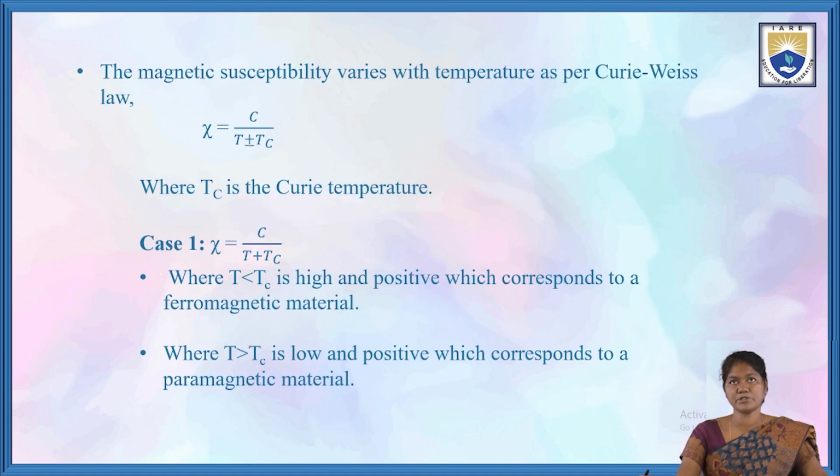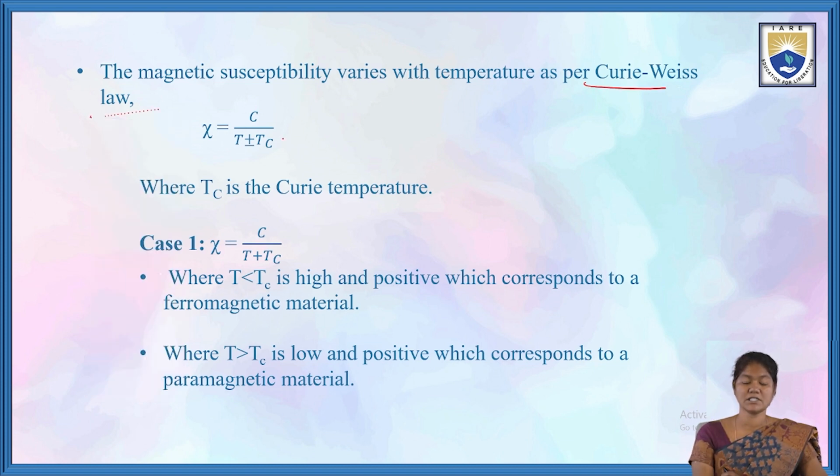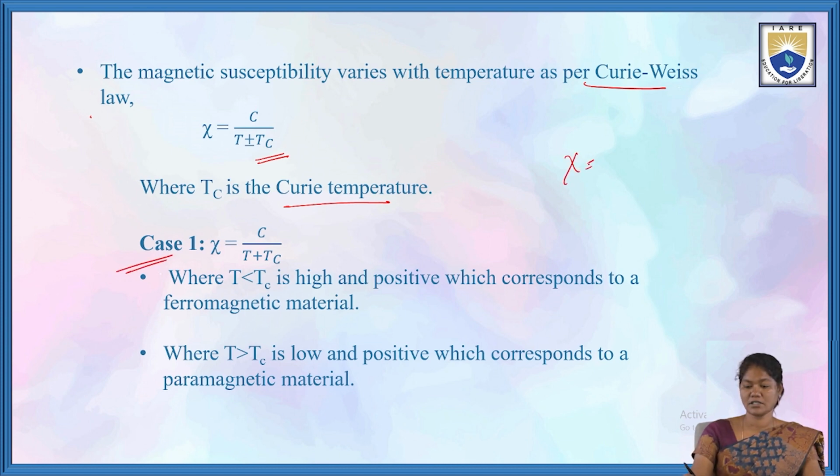The magnetic susceptibility varies with temperature as per the Curie-Weiss law. In the Curie-Weiss law, the susceptibility chi is equal to C by T plus or minus Tc, where Tc is the Curie temperature. Here we have two cases: chi equals C by T plus Tc, and chi equals C by T minus Tc. We have two cases, case 1 and case 2.